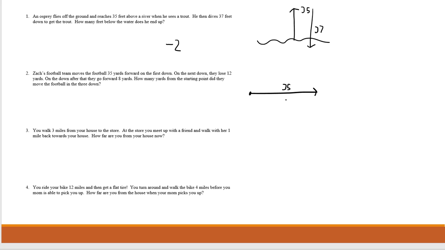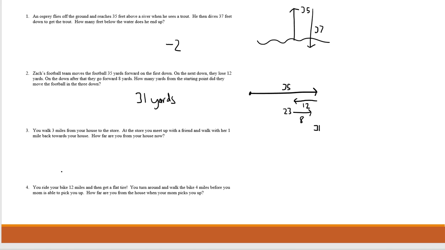5. On the next down, they lose 12. So they go back this way 12. So that is going to put them at negative 7. On the down after that, they go forward 8 yards. So negative 7 plus 8 is 1. So how many yards from the starting point did they move the football in the 3 downs? And you would say 1 yard.